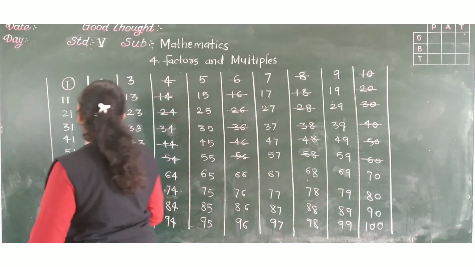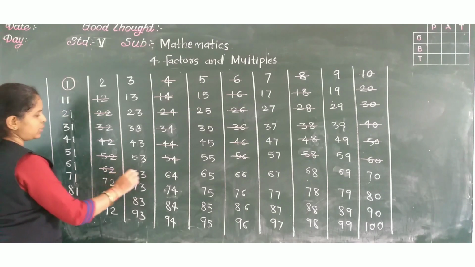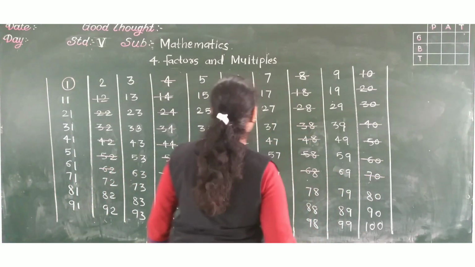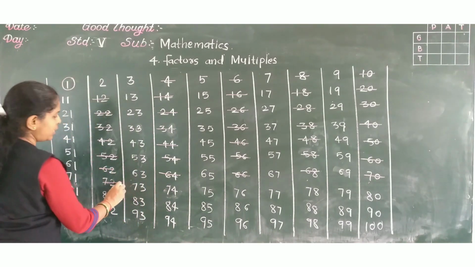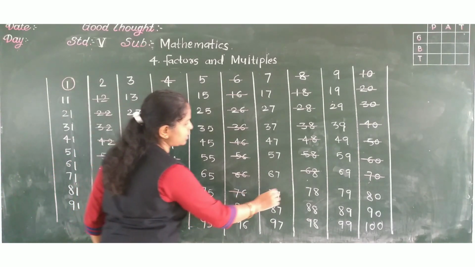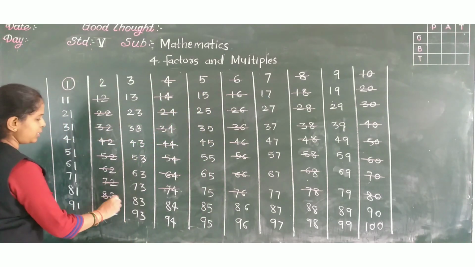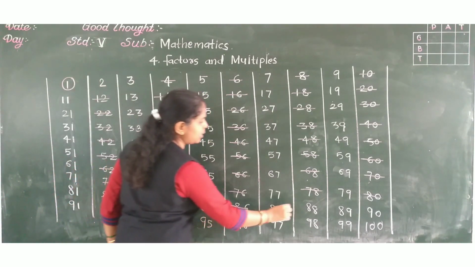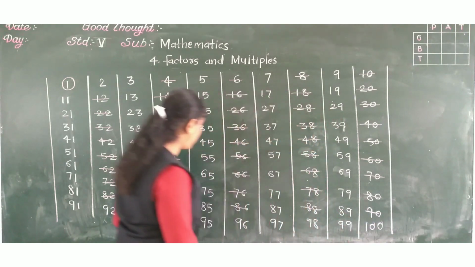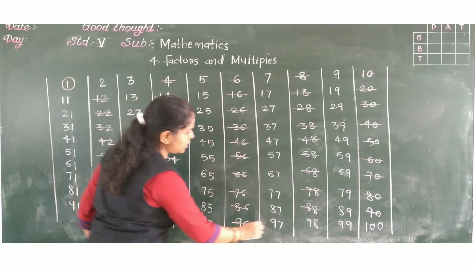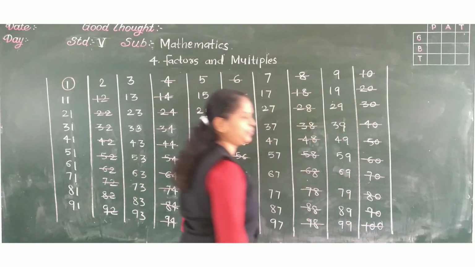So cross them out. Then 62, 64, 66, 68, 70. After that 72, 74, 76, 78, 80. Then 82, 84, 86, 88, 90. After that 92, 94, 96, 98 and 100.